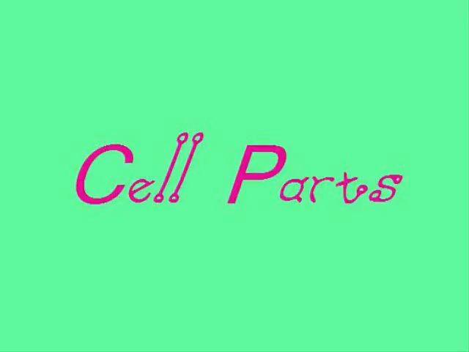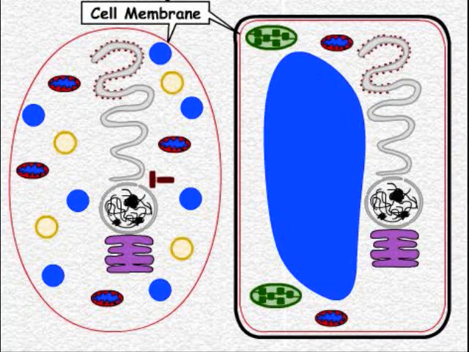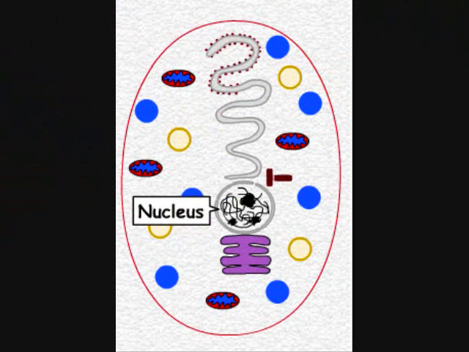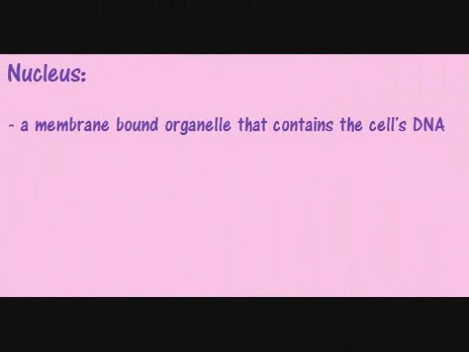Cell parts. Cell membrane. A phospholipid layer that covers a cell's surface and acts as a barrier between the inside of a cell and the cell's environment. Nucleus. A membrane-bound organelle that contains the cell's DNA.